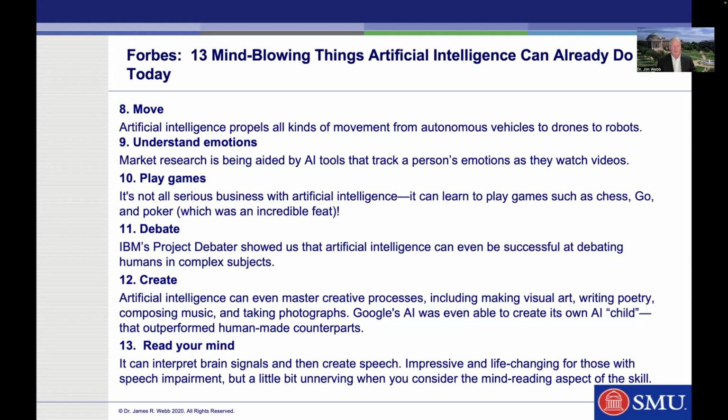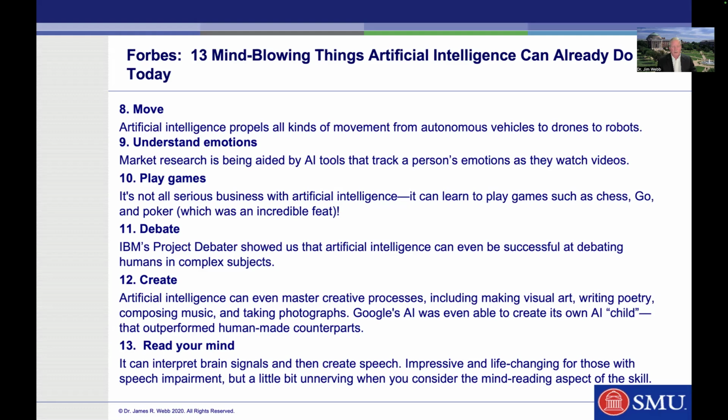Of course, you can move. If you go to a factory floor, there are all kinds of movement, from autonomous vehicles running around factory floors these days, bringing parts to different places. And you have drones now delivering packages. You have robots understanding emotions. You can track a person's emotions as they watch videos or as they speak. Of course, you can play games: chess, Go, poker. You can debate humans on complex subjects.